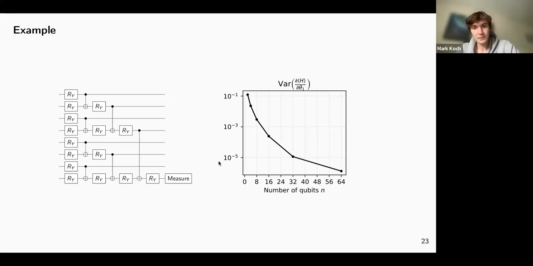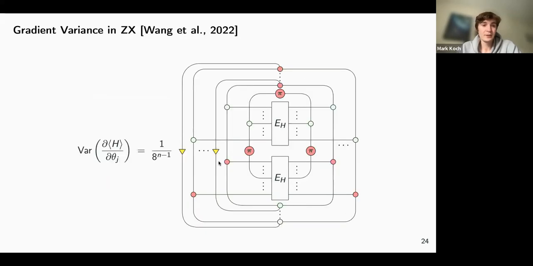But as it turns out, we can actually use the ZX calculus to get an exact value for this. Because in previous work of ours, we showed that this variance number can actually be exactly represented using this scalar ZX diagram. It's not super important for the details here how this works. You can look in the paper here if you're interested in more.